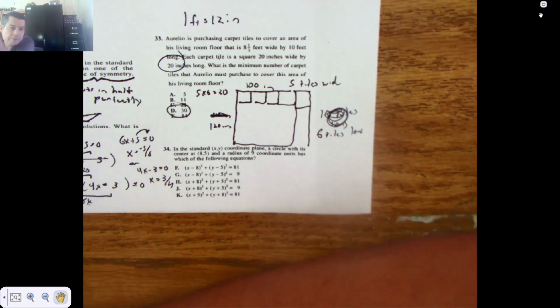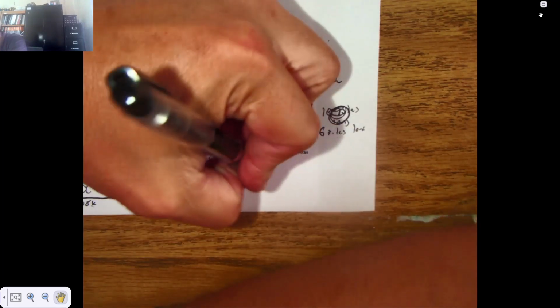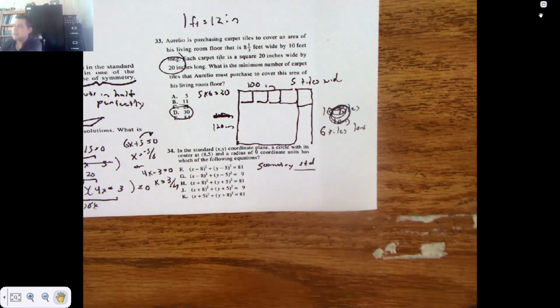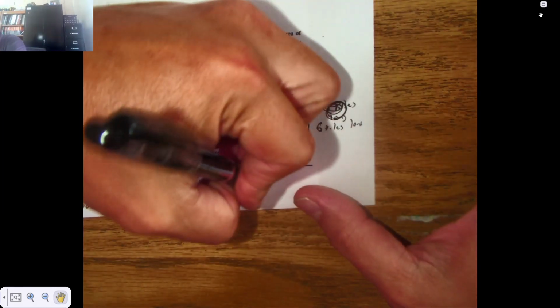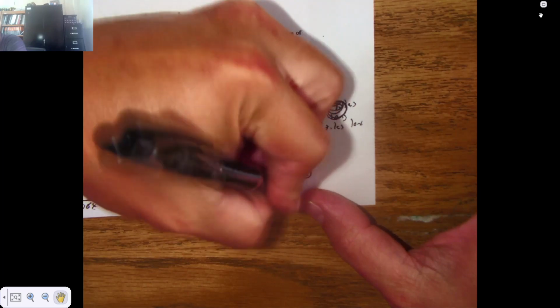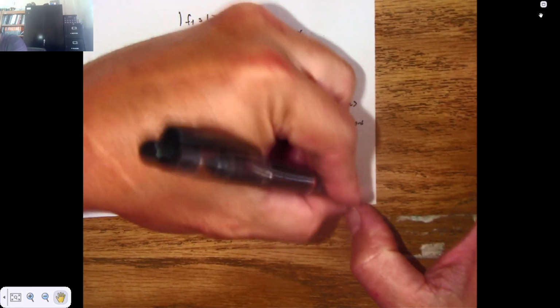In the standard XY coordinate plane, a circle with a center at 8, 5 has a radius of 9. A radius of 9 coordinate units has which of the following equations? This is geometry. That is a geometry standard. You are supposed to, with Miss Cantrell, memorize that the formula for a circle is x minus h squared plus y minus k squared equal to r squared. And you just plug stuff in.